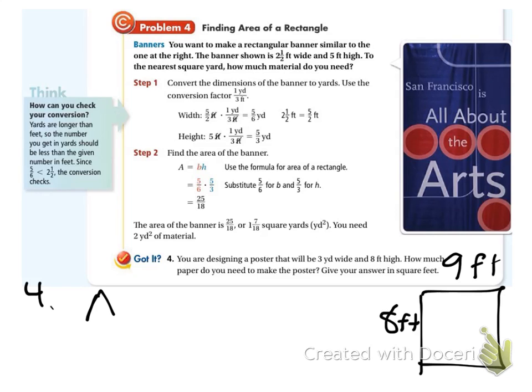And now I can plug it into my equation. A equals 8 times 9, which is equal to 72 square feet.